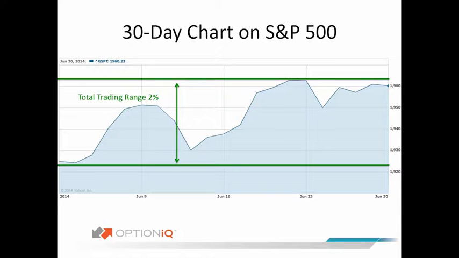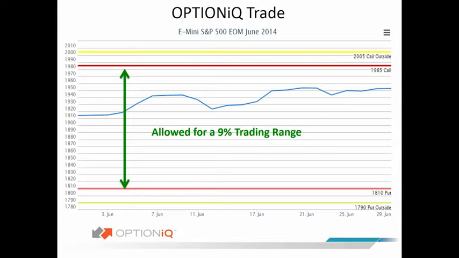So this is all hindsight, and all of us know that hindsight is 20/20. If we didn't know that it was going to go up or down a total of 2%, the question is, what trade would the Option IQ software have recommended for us? What trade would it have said, here's a possible trade for today? Well, let's take a look. Here was the actual trade that was recommended on the software that particular day.